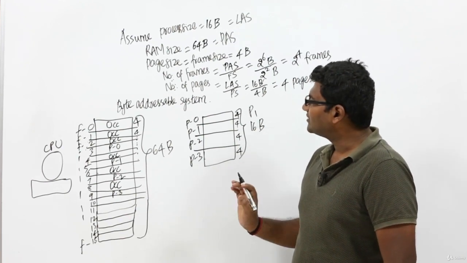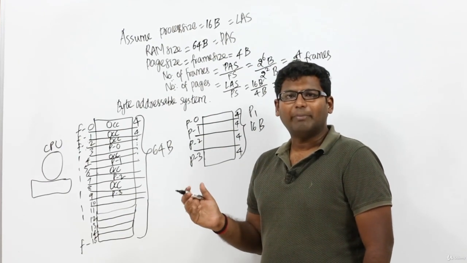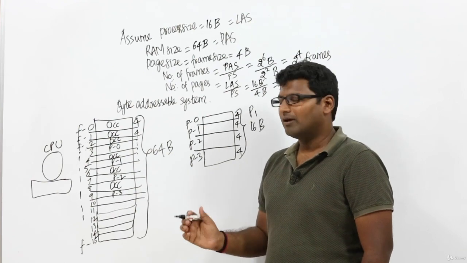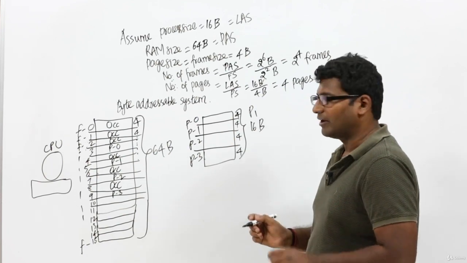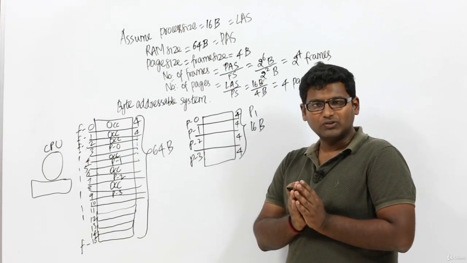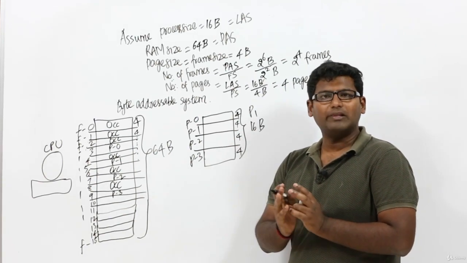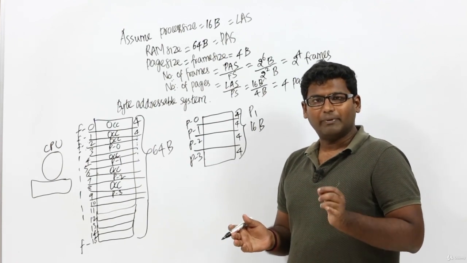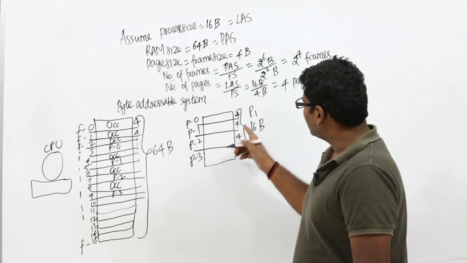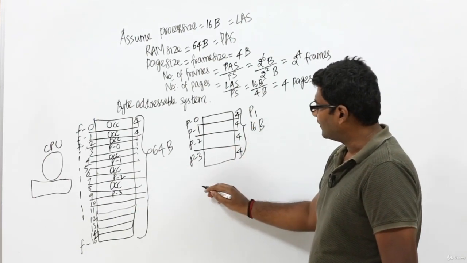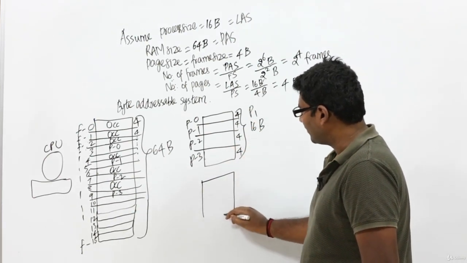What the CPU will do is maintain something called a page table for every process. For every process, a page table will be maintained. This is very important. It is not that a single page table is maintained for all the processes. That is wrong. A page table is maintained for every process. For example, here there is a process P1, so for P1 there will be a page table maintained.